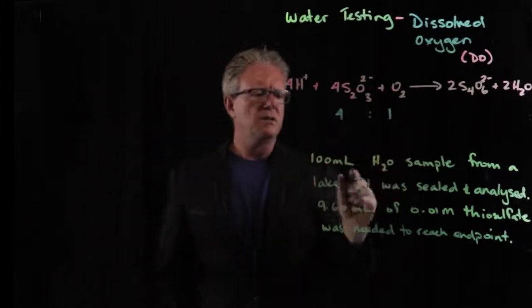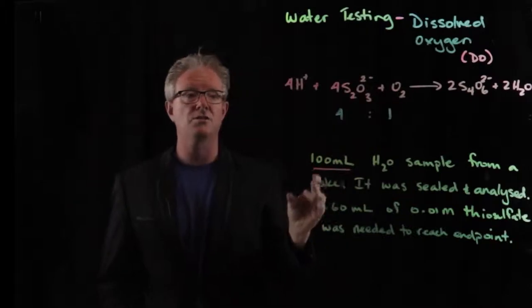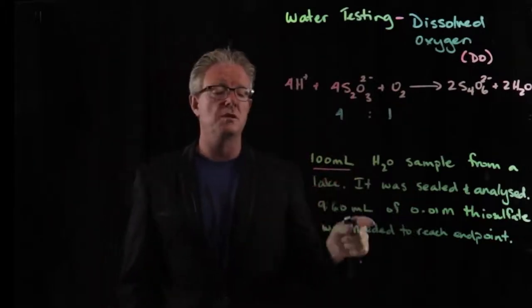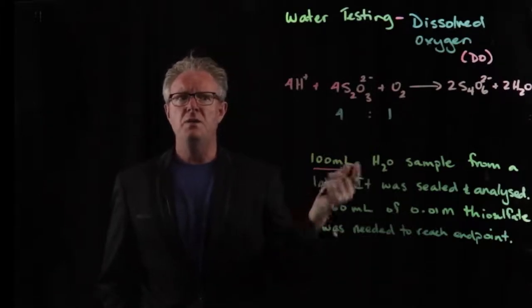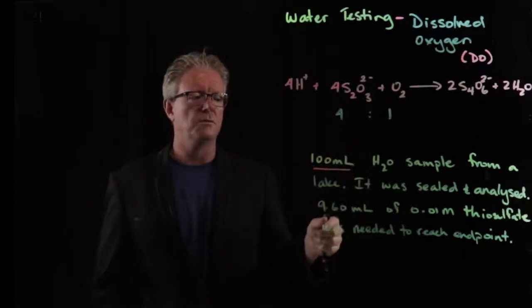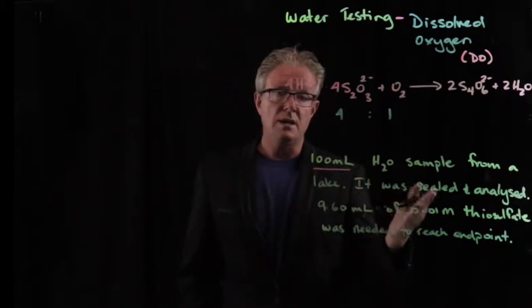All right, so here it says 100 mL was taken from a lake. It was sealed and analysed. When you do this, of course, you need to seal it because we want to measure the dissolved oxygen. We don't want to carry our sample around in the atmosphere where it can absorb more oxygen, or lose oxygen if there are any organisms in there. So we seal it, and then we analyse it.